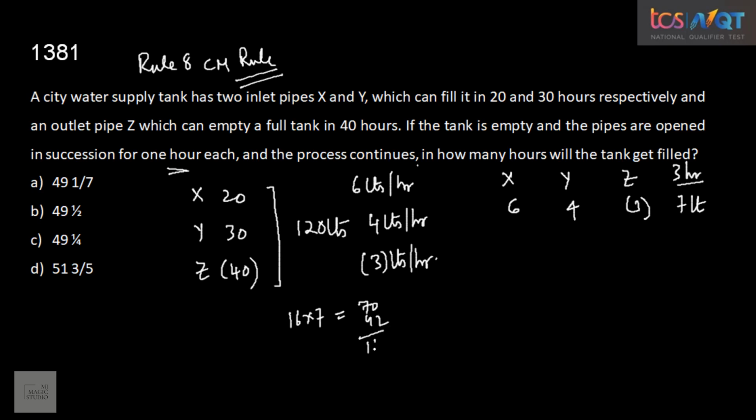70 and 42 is 112. So by the end of the 16th cycle, which means by the end of 48 hours, when this jet has done its job, 112 liters are there in the tank. In the 49th hour, 6 more liters move in. That means there are 108 liters in the tank.